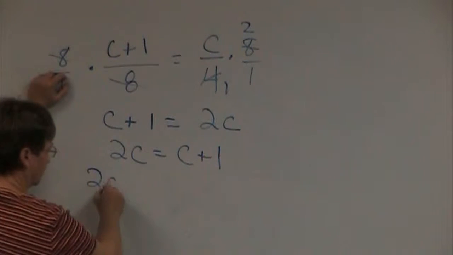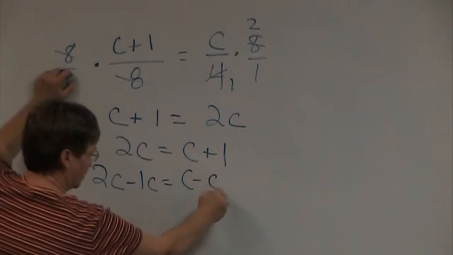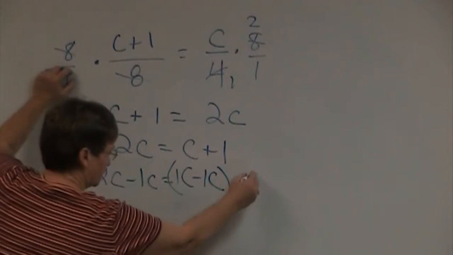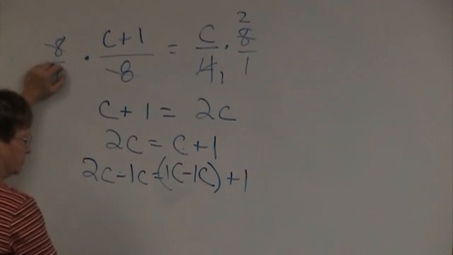So what am I going to do over here? I'm going to subtract it. So then I'm going to subtract it over here, aren't I? You can put 1s in front of them. It doesn't matter. I'm going to subtract c from this side to put it on this side.